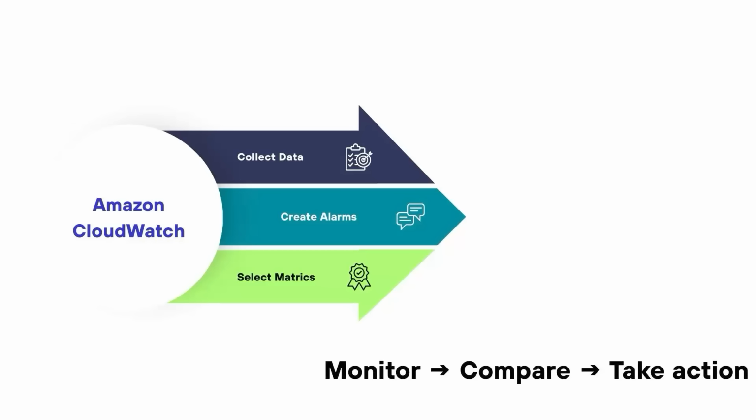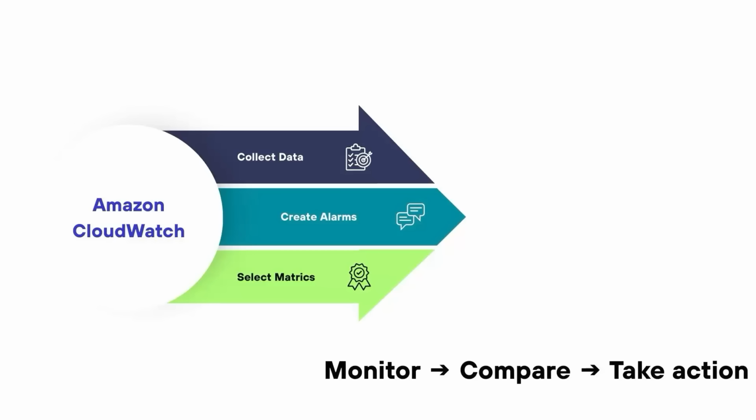Now what is an alarm? Very simple. An alarm watches a number. If that number crosses a limit, it takes action. For example, if on a machine I set that whenever the CPU goes above a threshold value, it is going to send us an email. So whenever it crosses that number, we will get an email notification. That is an alarm. So an alarm is just like monitor, compare and take action.